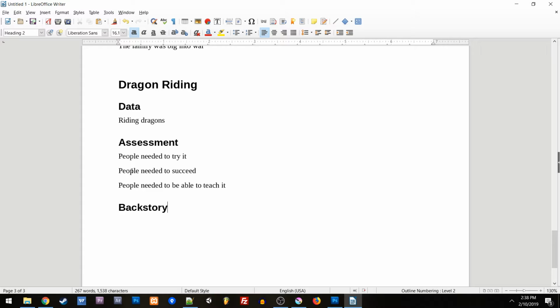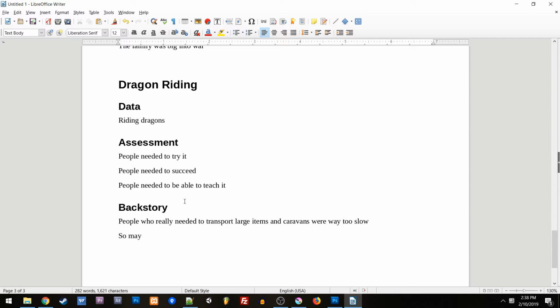So then looking at some of these, and there's a lot more that we could add, we again get back to the backstory question. People needed to try it. They needed to succeed. People needed to be able to teach it. So, okay, what is required for that? And we're back at the question of how did it begin? Okay, well, maybe there were people who really needed to transport large items. And caravans were way too slow.